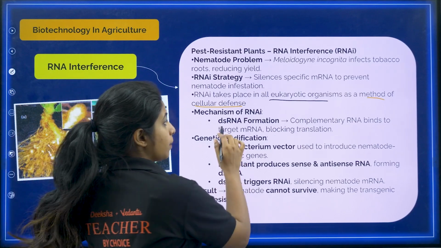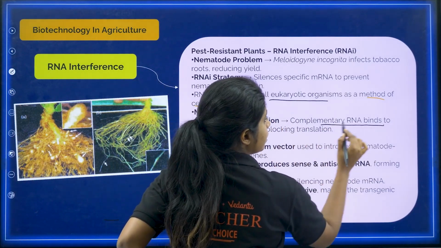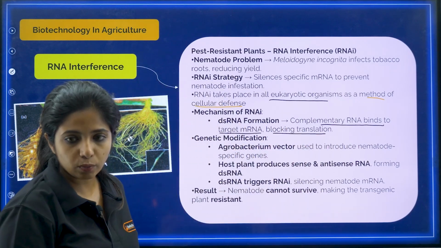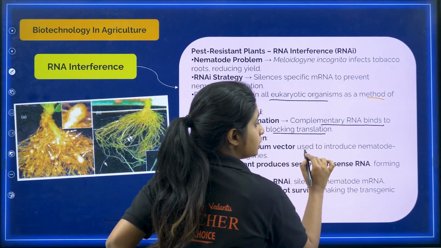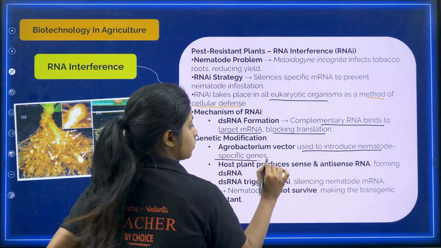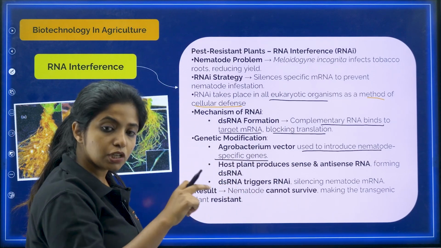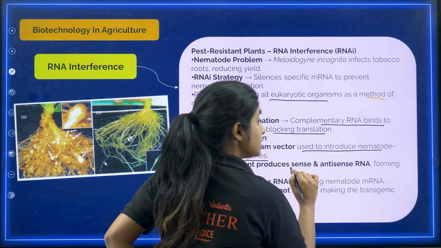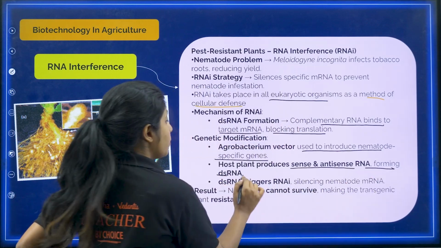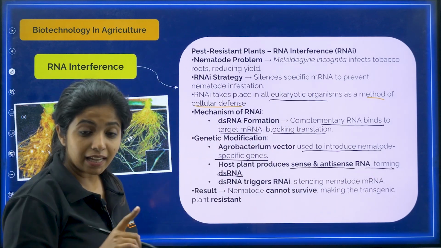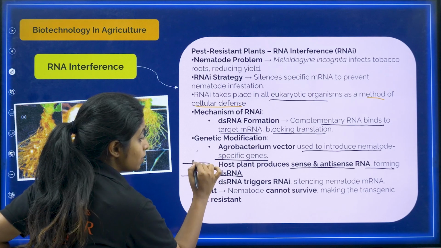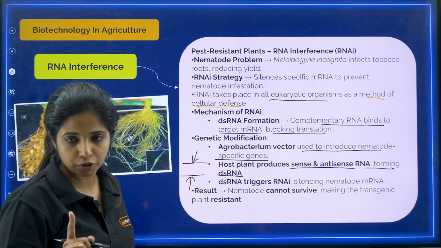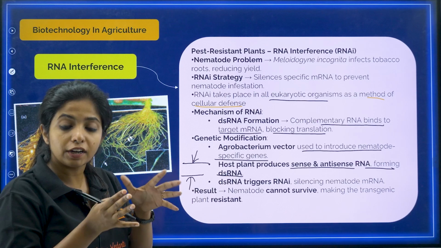Now the mechanism: double-stranded RNA formation. Complementary RNA binds to the target mRNA, blocking the translation. That is how it works. So an Agrobacterium vector is used to introduce nematode-specific genes into the host plant. Now the host plant produces sense and antisense RNA, forming double-stranded RNA. Listen, the complementary RNA is known as antisense and the other one is known as sense. Again a very important question. That is how a double-stranded RNA is formed.